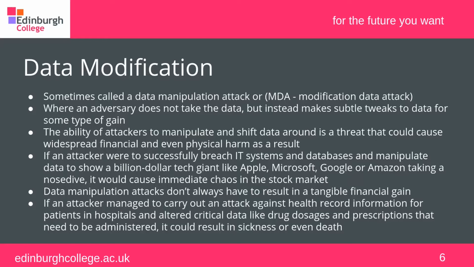So let's say an attacker was to get into a company system or a database and manipulate some data about some stock or something, and this caused the company to go and sell the stock or buy the stock. This could potentially create a domino effect towards a very expensive problem further down the line. So data manipulation attacks don't always result in a direct financial gain to the attacker, but if an attacker's managed to carry out an attack, then this could result in a loss somewhere else in the business.